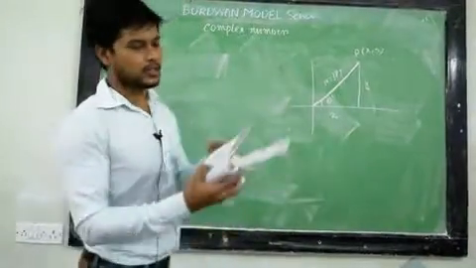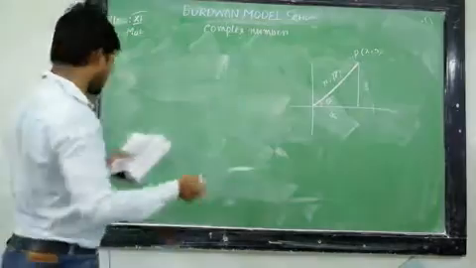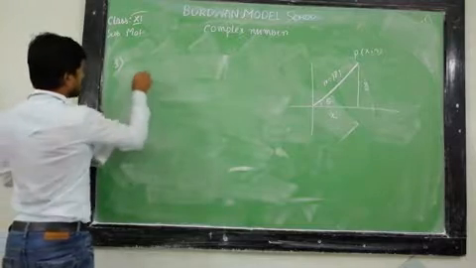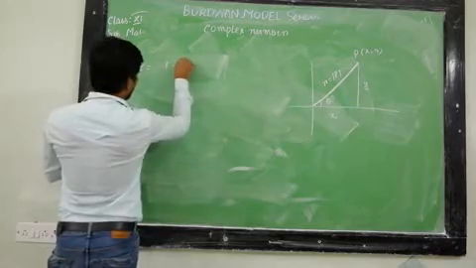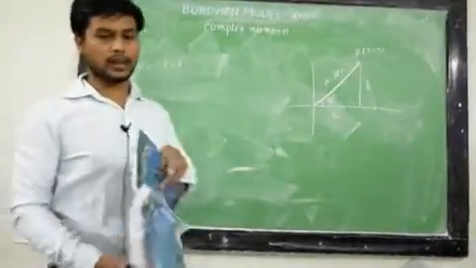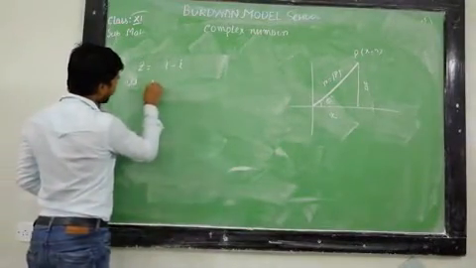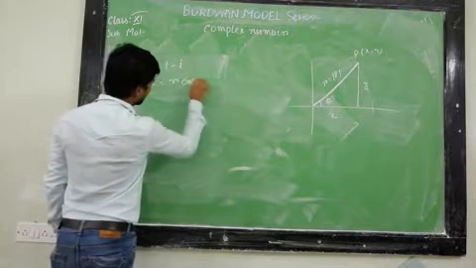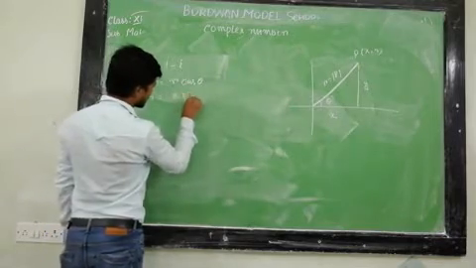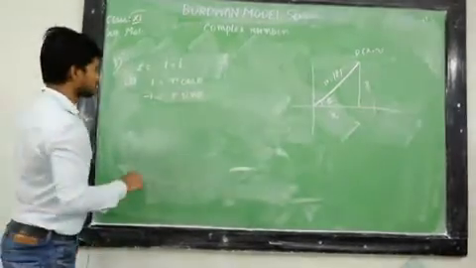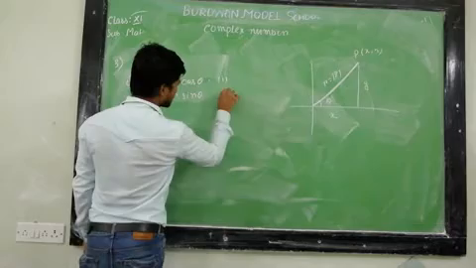Okay, so the first problem is: convert each of the following complex numbers to its polar form. Question number 3. z equal to 1 minus i. Okay, so we'll consider, let 1 equal to r cos theta and minus 1 equal to r sin theta. Let this be number 1 and this be number 2.